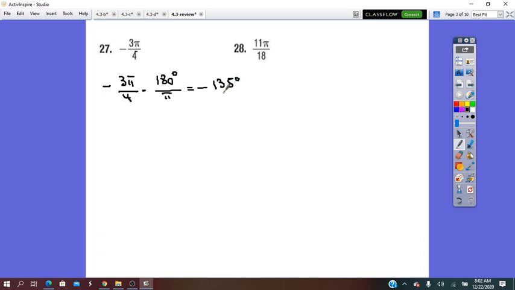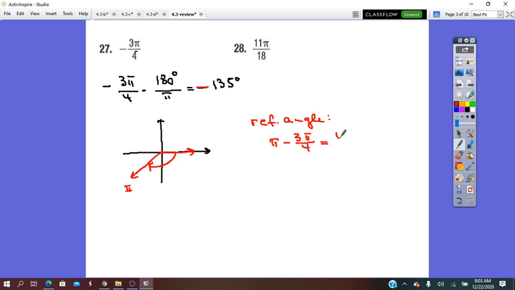The angle is negative, so this is not in standard position, it's clockwise. Then the initial side of the angle, again it's negative, so it will be clockwise, 90 degrees. The terminal side will be in the second quadrant. Yes, and to find the reference angle, it will be pi minus 3 pi over 4, which equals 4 pi minus 3 pi, it is pi over 4.